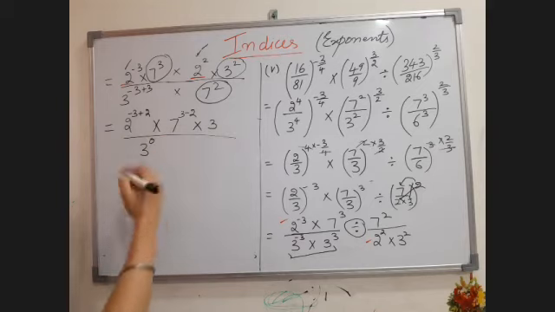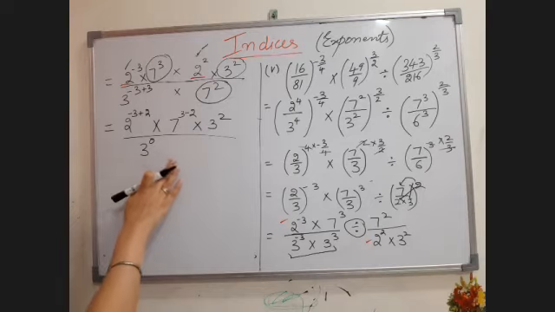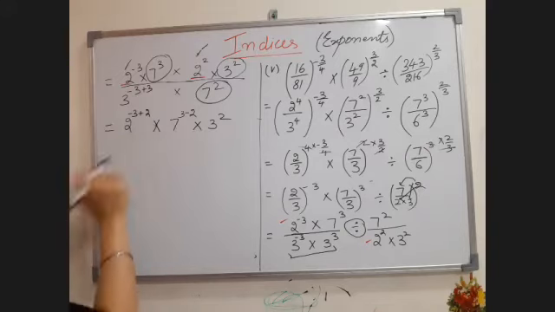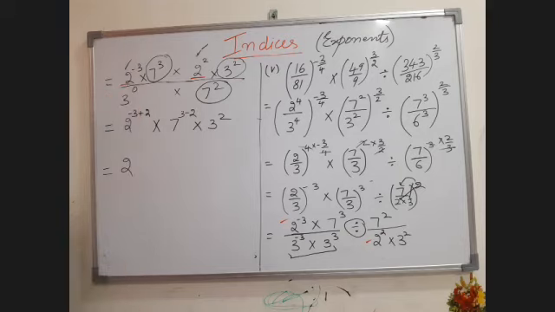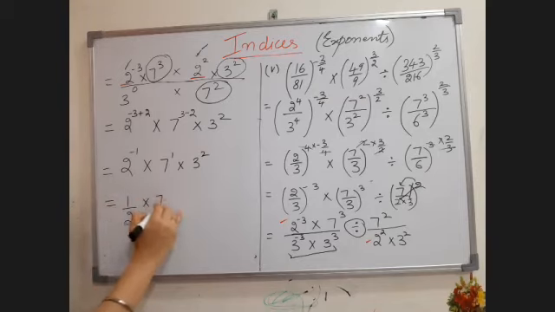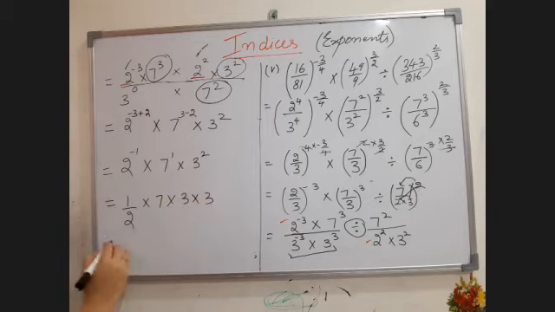Any number's power is 0, then what will be the value of that number? 1. So this there's no need to write. Now we can solve it. So here 3 to the power 0, that is 1. So 2 to the power minus 1, into 7 to the power 1, into 3 to the power 2. So this we can write as 1 by 2, and this into 7 into 3 into 3. Multiply it. 9 into 7, 63 by 2. So 63 by 2 will be the answer.